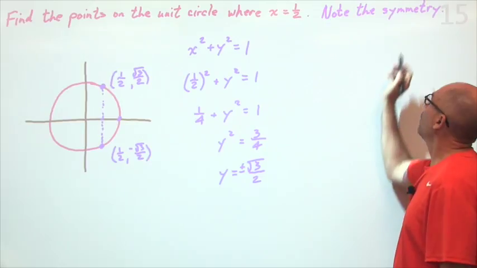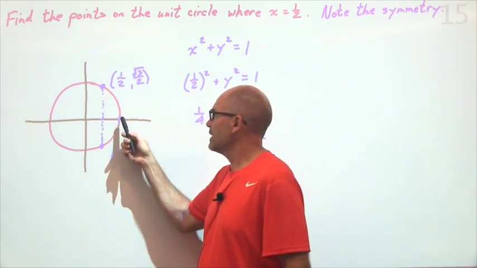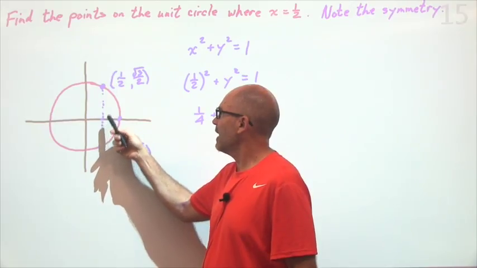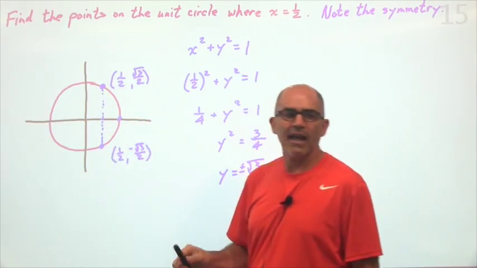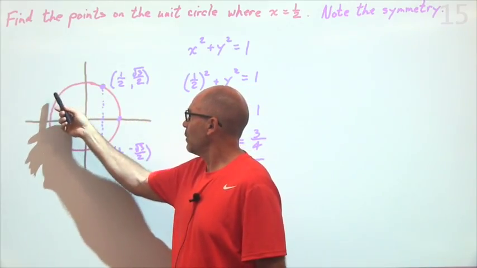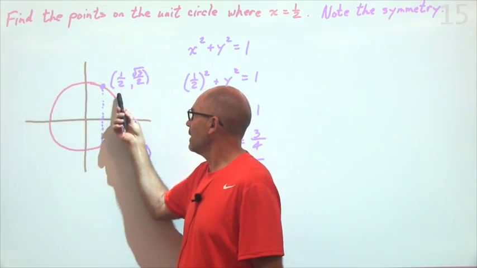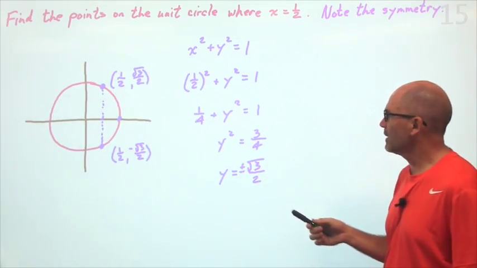So note the symmetry. Any x value I pick, I'm going to have a positive y value and a negative y value. And likewise, if I gave you a y value, then there would be a negative x value and a positive x value to go with it. So there's always symmetry.